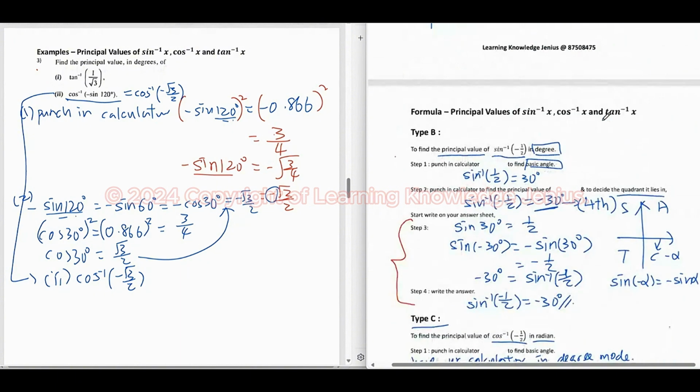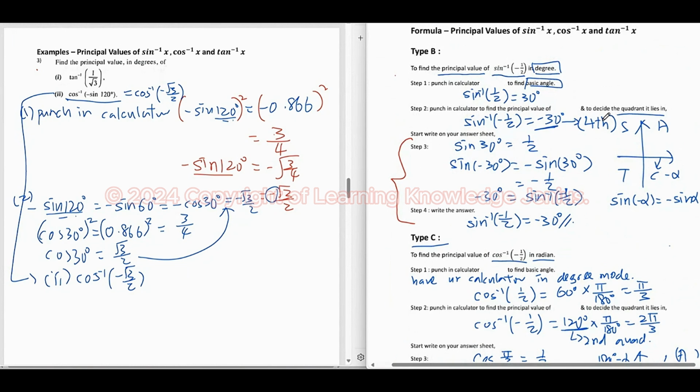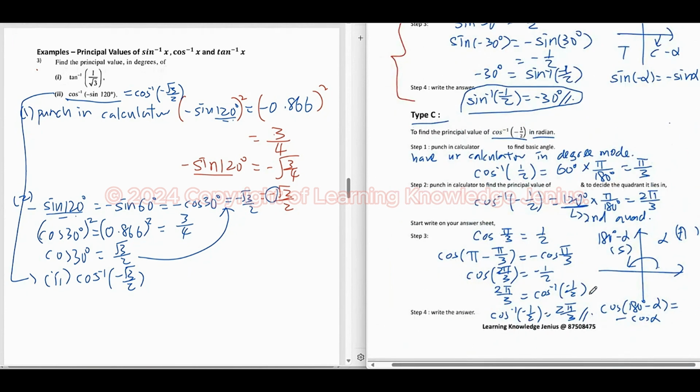But for type B and type C, it depends. If the question is 2 marks, then you need all the workings. But if it's only 1 mark, you may just write the answer directly, like this one. If it's only 1 mark, you just write the answer directly for the questions. But if it's 2 marks, then you need the working.